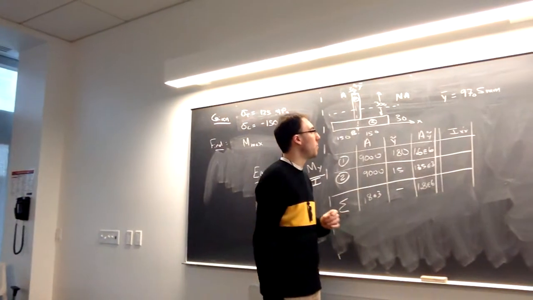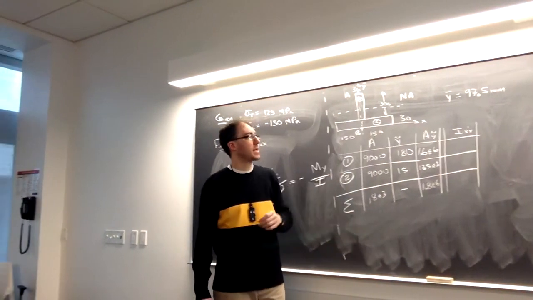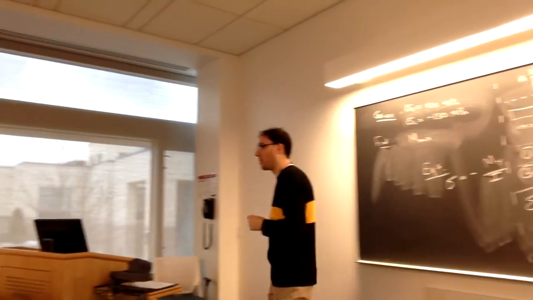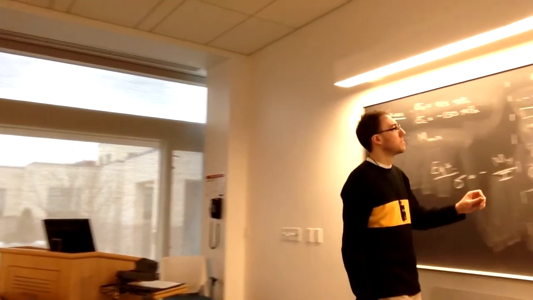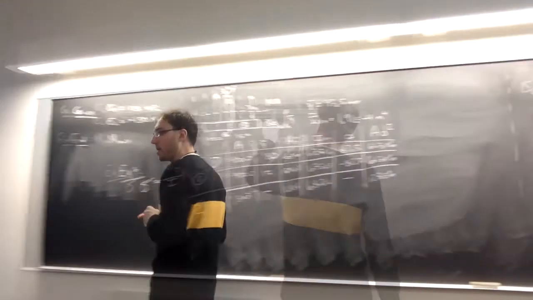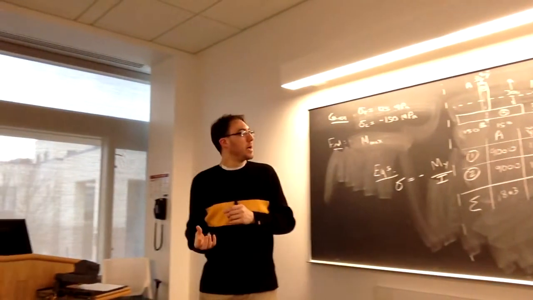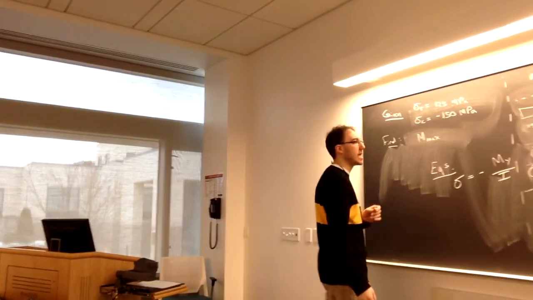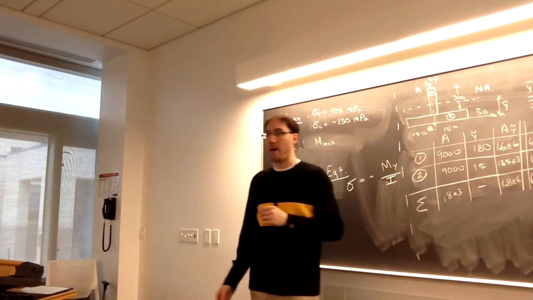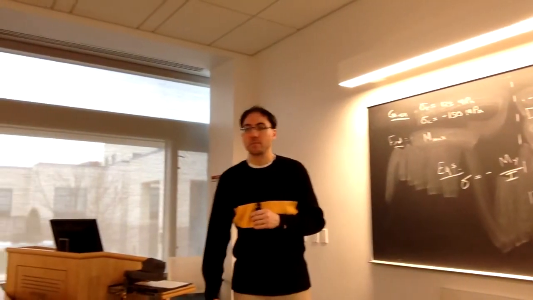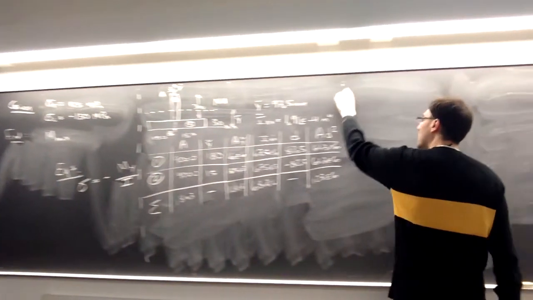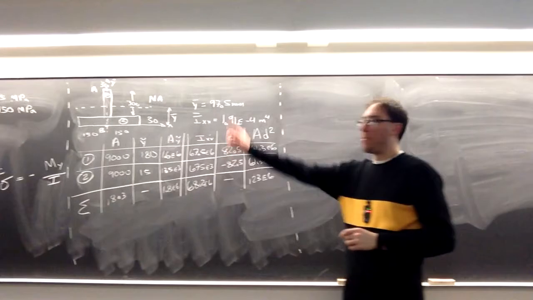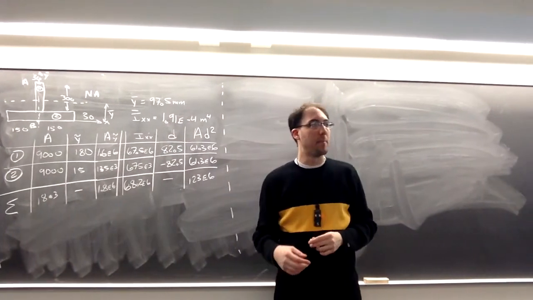So you should find that y bar, the location of that neutral axis, is 97.5 millimeters above the bottom of the beam. The total moment of inertia of the T-beam is 1.91 times 10 to the negative 4 meters to the fourth power. And we have our y bar, which we're also going to need for the next step.